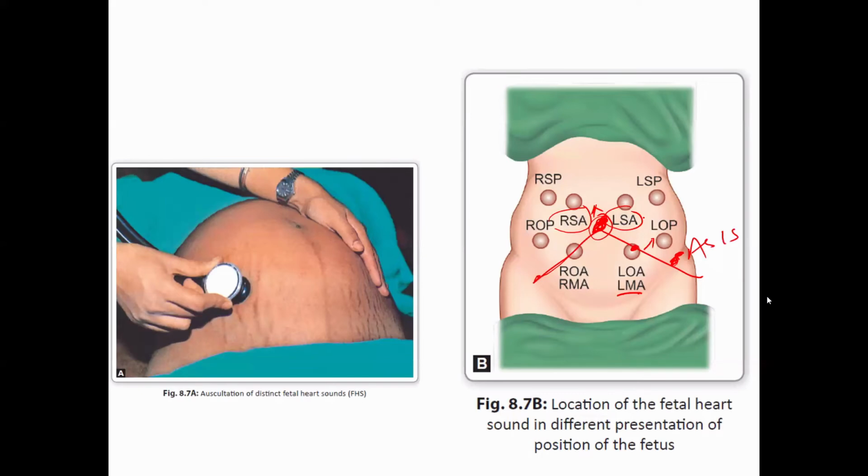If it's a left occipital anterior, then you try to look at the left part of the maternal abdomen, and in case of right, the right part of the maternal abdomen, over the midpoint of the anterior superior iliac spine and umbilicus. So that's why auscultation varies with the location and position of the fetal head. So you can use this to correlate your findings.